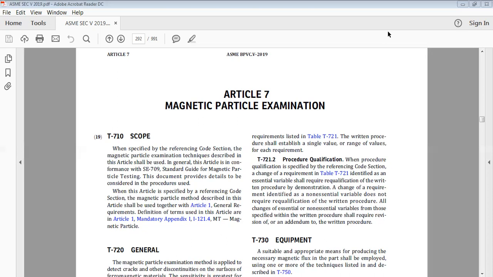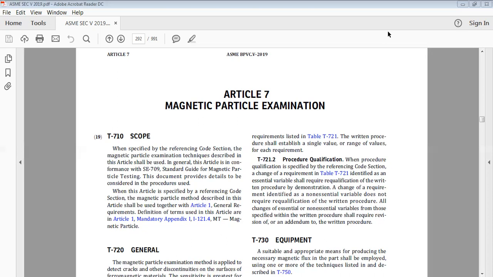Also, if you are sending current directly to the specimen, the technique is the direct magnetization technique. Or if you are sending lines of force to the specimen, then it is the indirect technique. Means here we are sending a magnetic field to the specimen, and we are not sending current to the specimen. If we are sending current to the specimen, then the magnetic field will be high as compared to sending a magnetic field to the specimen. So these are the techniques.